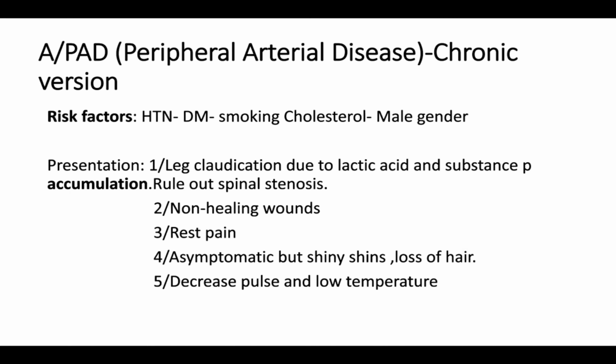Third presentation is rest pain. Fourth is asymptomatic but shiny shins and loss of hair. And why is that? Because when there is a reduced blood supply to the legs, the shins will be shiny and the patient will lose his hair. And lastly, decreased pulse and low temperature. So if the patient is complaining of coldness in his feet, that may indicate chronic limb ischemia.